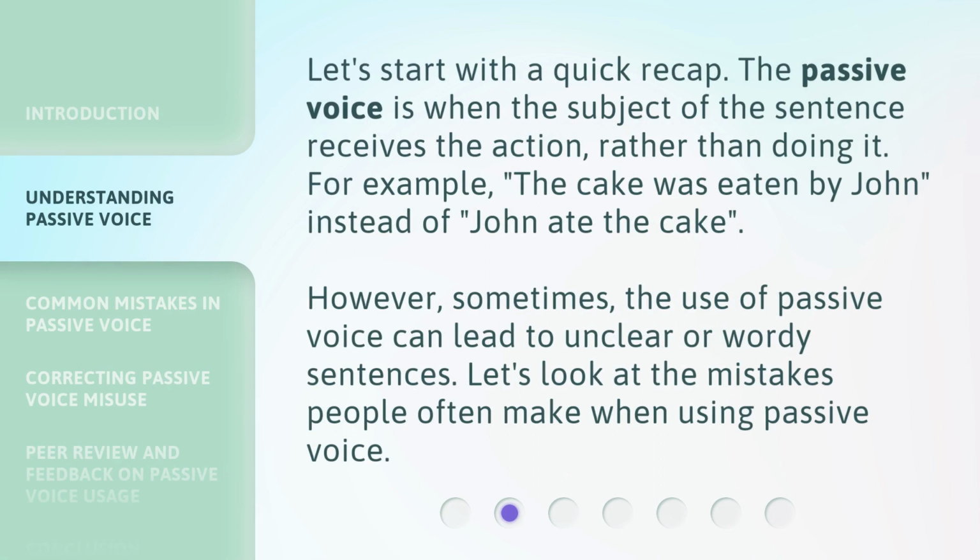Let's start with a quick recap. The passive voice is when the subject of the sentence receives the action, rather than doing it. For example, the cake was eaten by John, instead of, John ate the cake. However, sometimes, the use of passive voice can lead to unclear or wordy sentences. Let's look at the mistakes people often make when using passive voice.